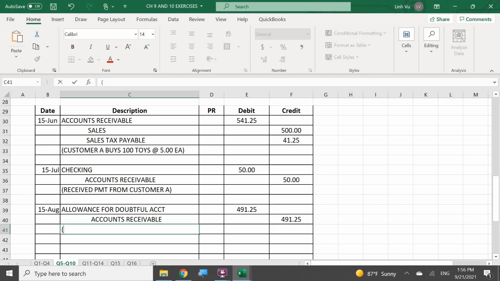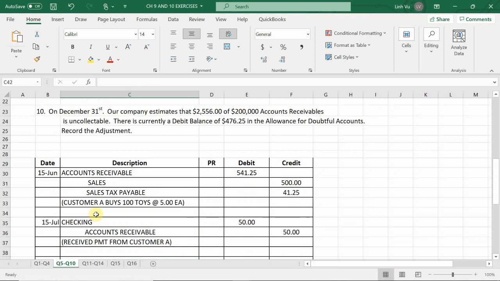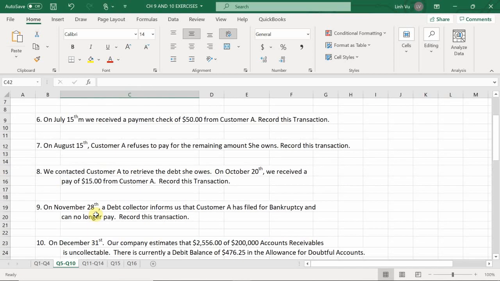In this case, to write off customer A's accounts receivable balance. Okay. So then question 8 says that we contacted customer A to receive the debt that she owes.